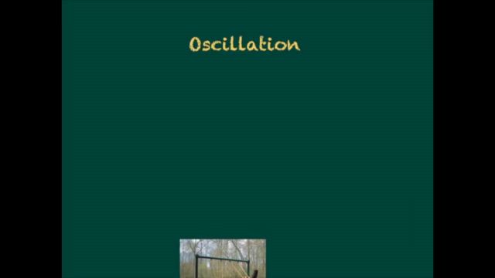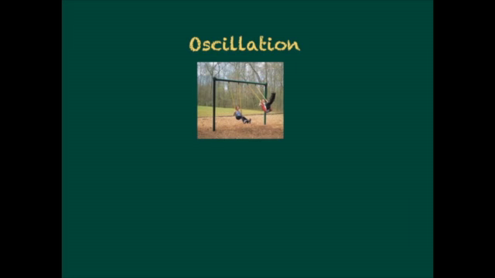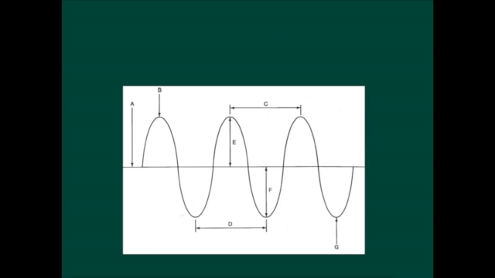Then what is an oscillation? Well, look at this picture and see if you can figure out what an oscillation is. An oscillation is just a vibration or back and forth motion. That means that a wave is a rhythmic back and forth motion. So let's look at some wave characteristics.